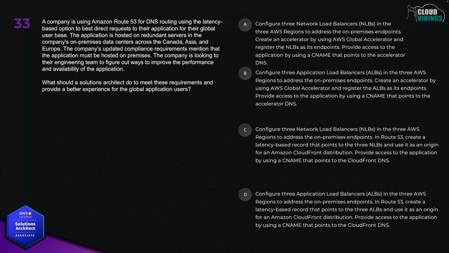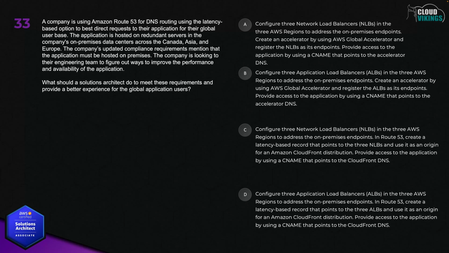A. Configure 3 NLBs in the 3 AWS regions to address the on-premises endpoints. Create an accelerator by using AWS Global Accelerator and register the NLBs as its endpoints. Provide access to the application by using a CNAME that points to the accelerator DNS. B. Configure 3 ALBs in the 3 AWS regions to address the on-premises endpoints. Create an accelerator by using AWS Global Accelerator and register the ALBs as its endpoints. Provide access to the application by using a CNAME that points to the accelerator DNS.